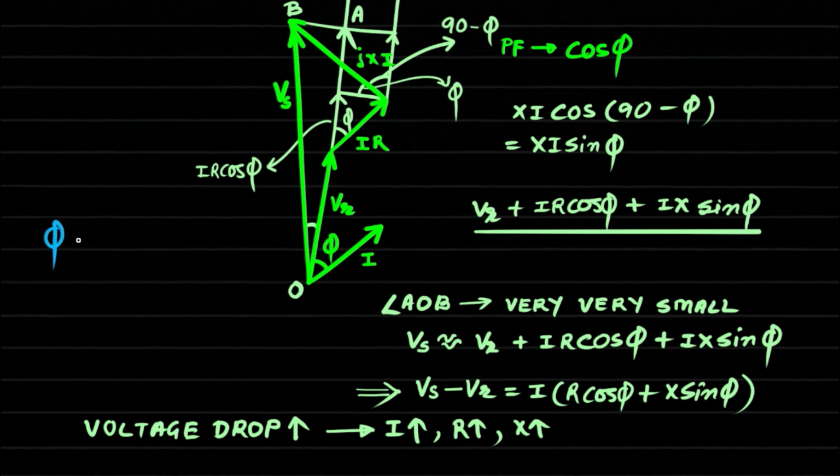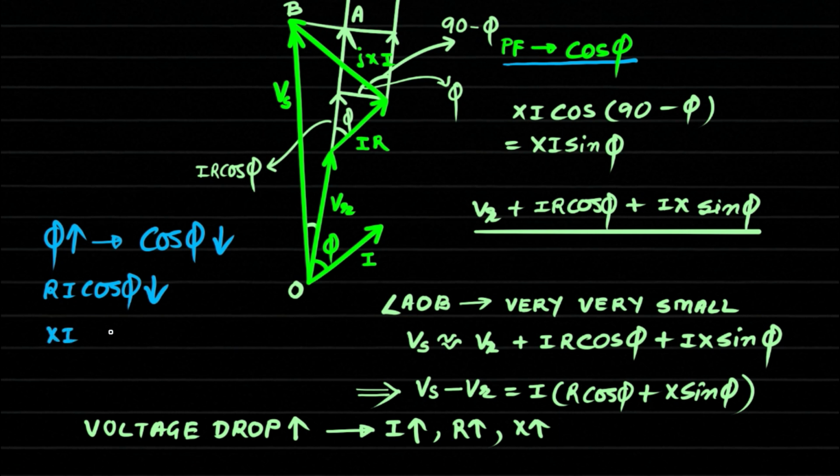Now when phi increases, cosine phi decreases. If cos phi decreases, then if R and I are fixed, IR cos phi decreases. So the resistive drop component along the receiving end voltage decreases with increasing phi, that is, with decreasing power factor, because cosine phi is the power factor. At the same time, IX sin phi increases, because when phi increases, sin phi also increases. That means the voltage drop due to IX sin phi will increase.